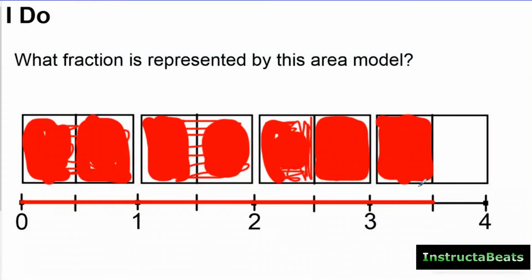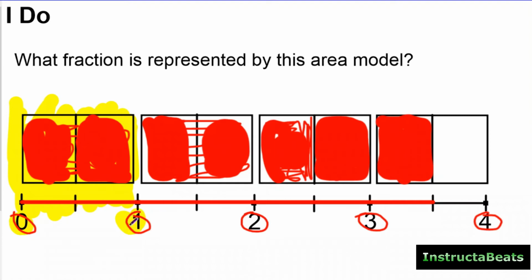All right, so it says what fraction is represented by this area model, okay? First of all, I see right here that I have an area model and I have a number line. I'm showing them together. What I like to do for my number lines is circle my whole numbers. The reason I circle my whole numbers is that it helps me figure out what my denominator is. When I'm looking to figure out my denominator, I'm only looking at one whole, okay? I'm not looking at all of my brownies or my whole number line together. I'm only looking between 0 and 1 on my number line because my denominator is how many pieces each whole, or one whole, is split into.